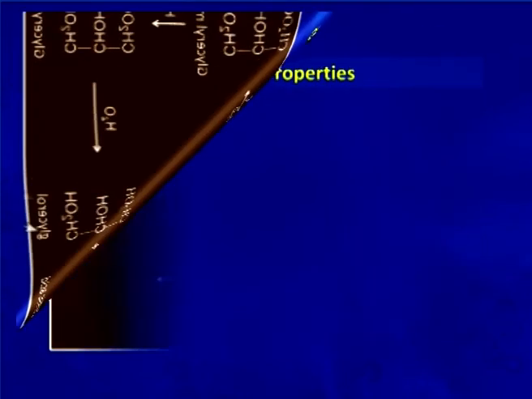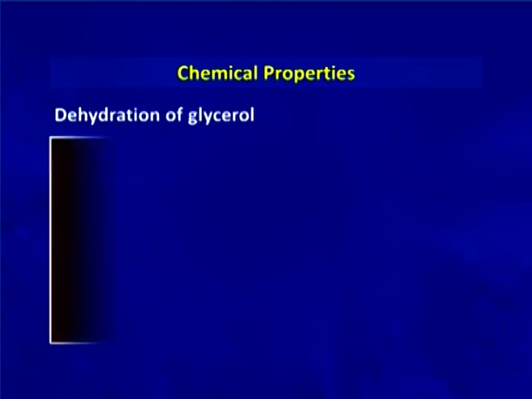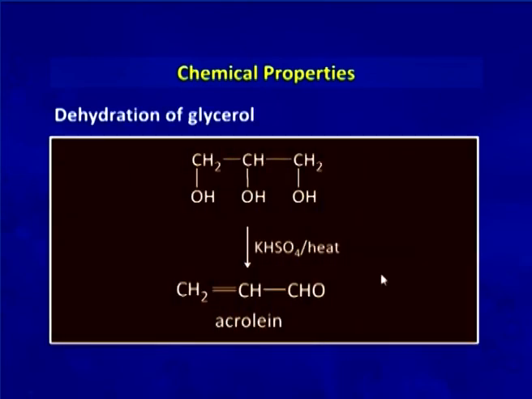If glycerol is treated with excess of oxalic acid at higher temperature, then a cyclic compound glyceryl dioxalate is formed, which upon heating removes two molecules of carbon dioxide and generates allyl alcohol. Glycerol undergoes dehydration when treated with potassium hydrogen sulfate and forms acrolein.